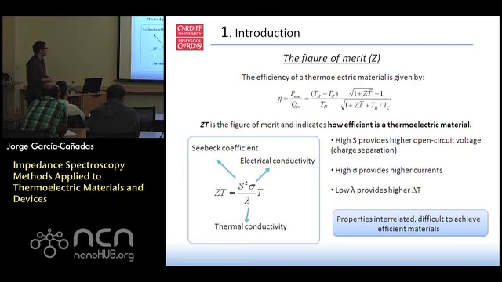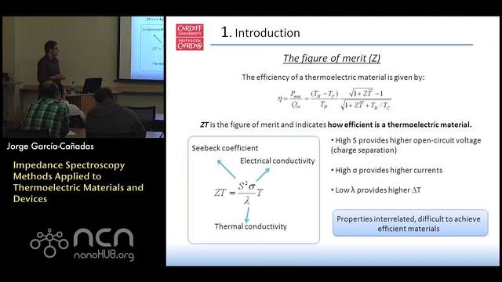In the ZT, we have three parameters apart from the temperature. We have the Seebeck coefficient, which is the voltage at open circuit that is generated under a certain temperature difference. We have the electrical conductivity of the material, and finally the thermal conductivity. You can get a high ZT if you have a high Seebeck coefficient, which provides higher open circuit voltage, if you have good electrical conductivity, which provides higher current, or if you have low thermal conductivity, which provides higher temperature difference.